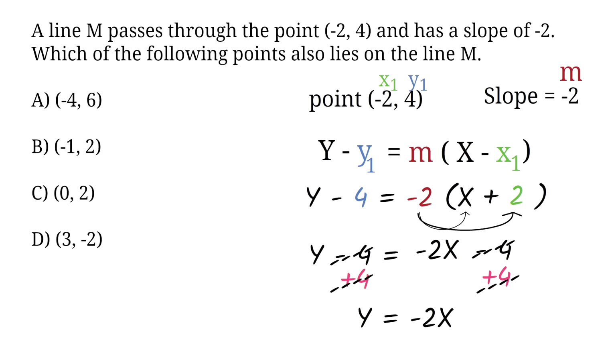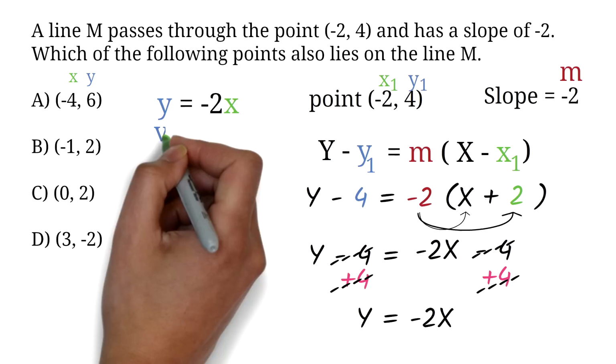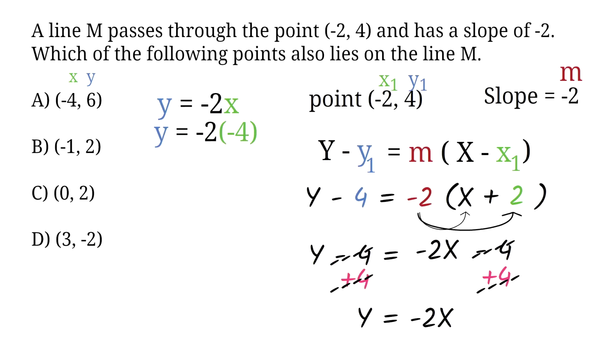Now that we have the equation in the slope-intercept form, we can input our x values from the options and check if we will get our y value. Let's start with option A. The x value is negative 4 and the y value is 6. We have y equals negative 2 times negative 4. Negative 2 times negative 4 is 8. It is not 6, so choice A is wrong.